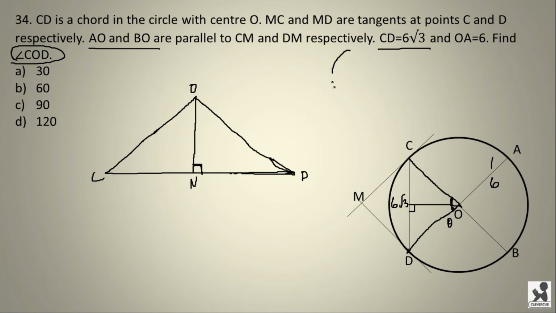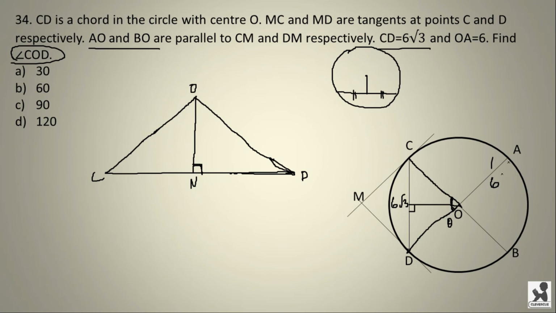I'll explain it here. In a circle, if there is a chord and a perpendicular drawn from the center on the chord, it will divide the chord into two equal halves. That is, CN is equal to ND.